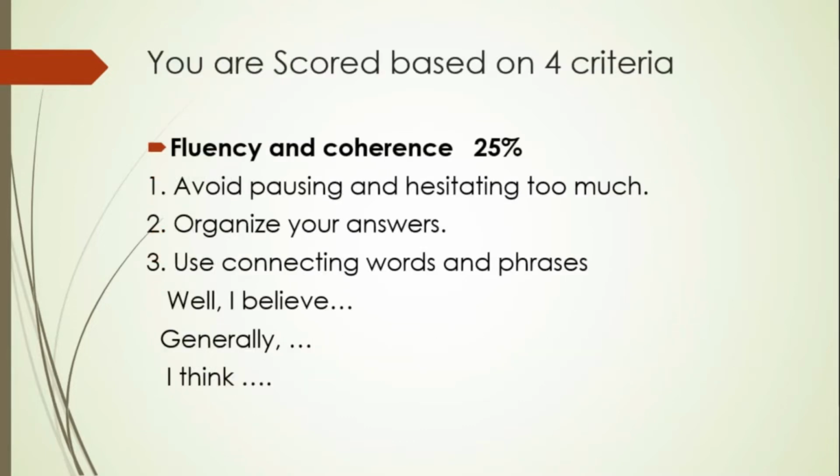So you are scored based on 4 criteria. The first one is fluency and coherence. You have about 25% from that. So in this, you need to avoid pausing and hesitating too much. For example, so where are you from? I'm from, so this is pausing and hesitating too much. You should avoid doing that.